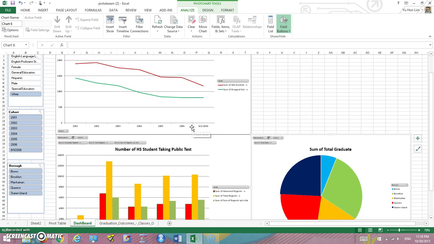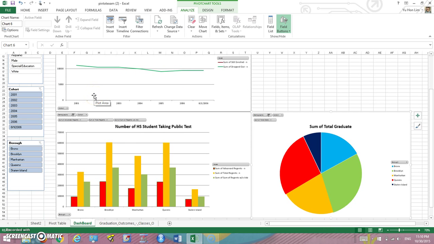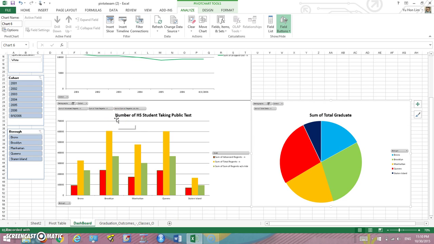And I believe this dashboard is useful to do a comparison for all five boroughs. As we can see, the borough total means all the categories combined here, and the ratio of dropout is almost 2 to 1. Brooklyn and Queens have the highest number of students taking the Regents. As we can see, these two boroughs have the highest graduation rates.